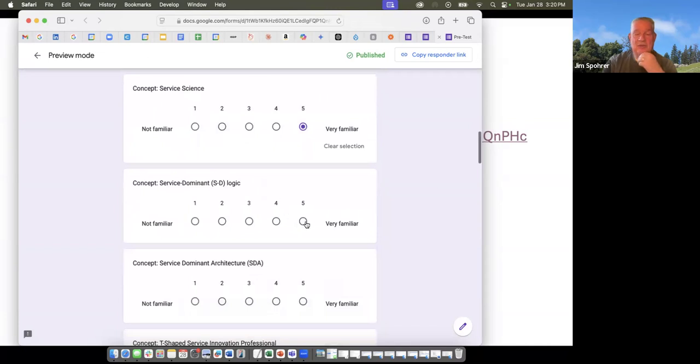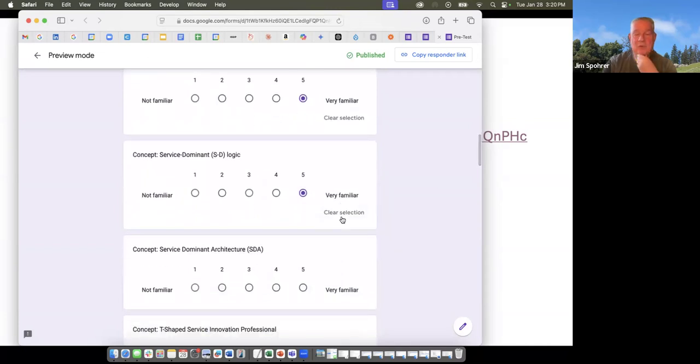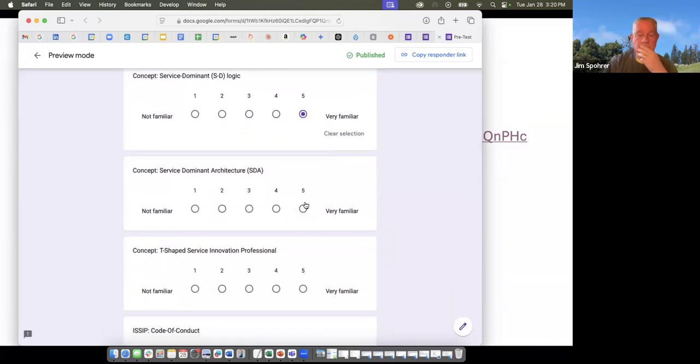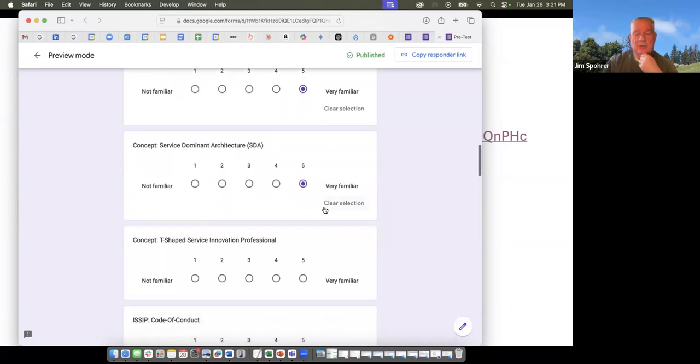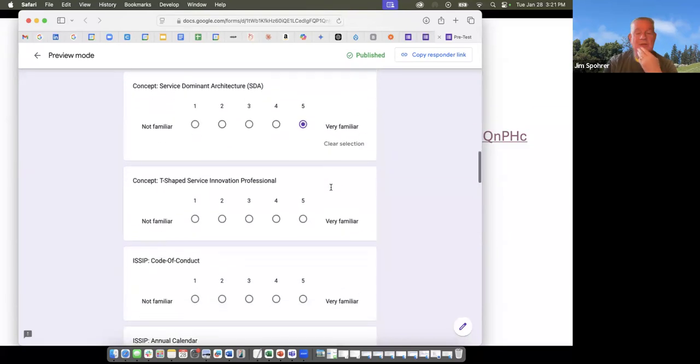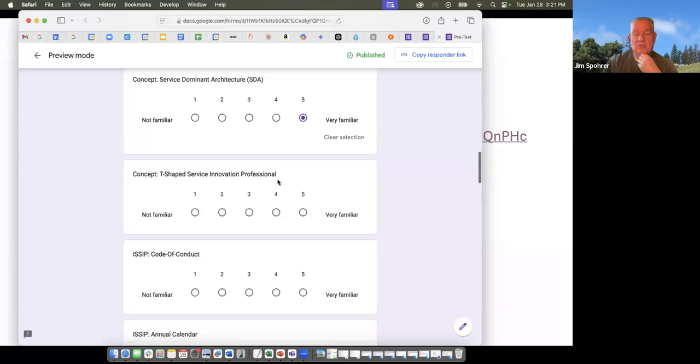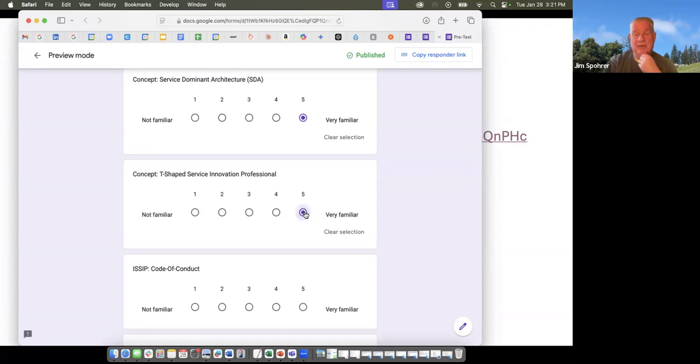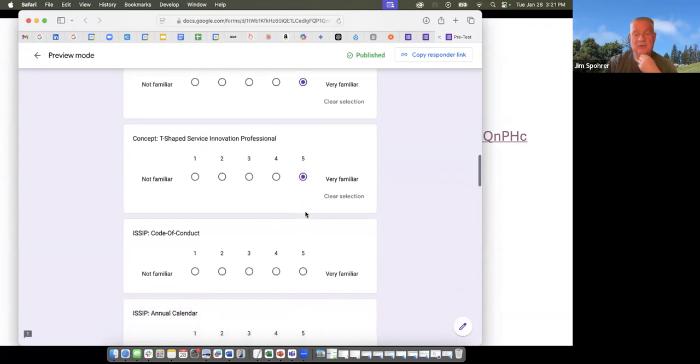Service dominant logic, very familiar. Steve Vargo is one of the co-authors; he started service dominant logic with Bob Lusch, and he's one of my co-authors on that book. Service dominant architecture, very familiar. Marcus Vesterlund is another co-author on that book. T-shaped service innovation professionals. This is, of course, about talent and skills, and I'm very familiar with that. And when we get to the course, we'll share some stuff there.